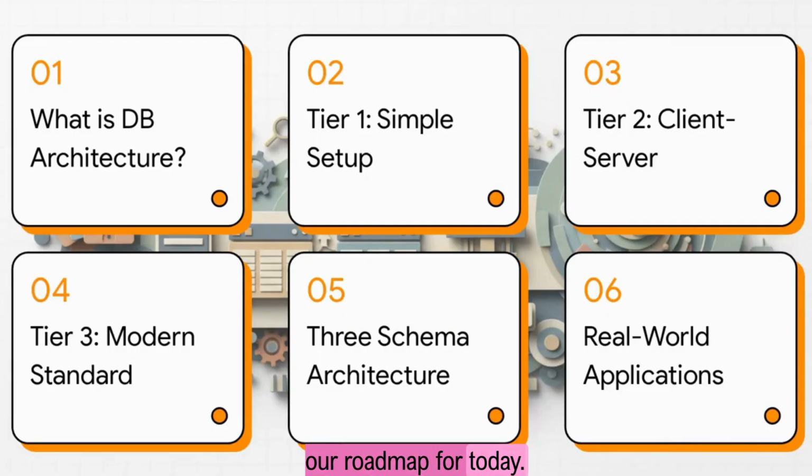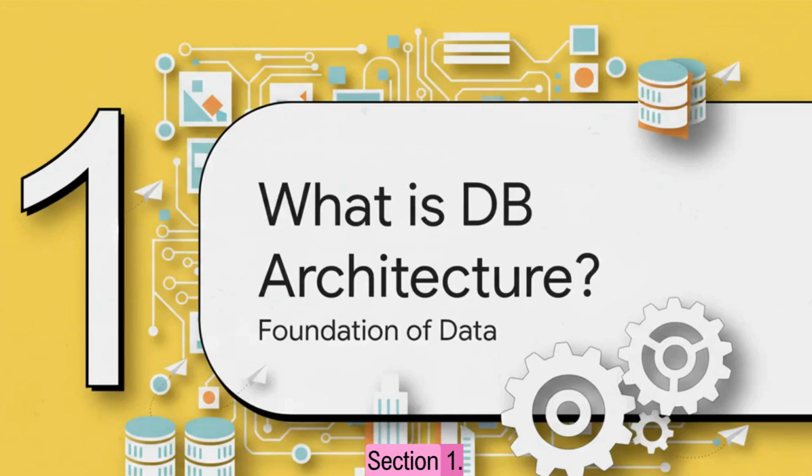Here's our roadmap for today. We'll kick things off by defining database architecture, then trace its evolution, from the simple Tier 1 setup to the Tier 2 client-server shift, right up to Tier 3, the modern standard. After that, we'll peek under the hood at the 3 schema architecture and wrap up with how all of this powers the real world.